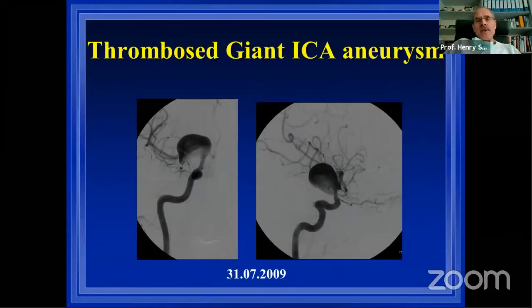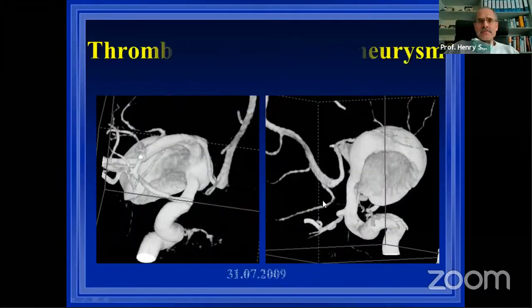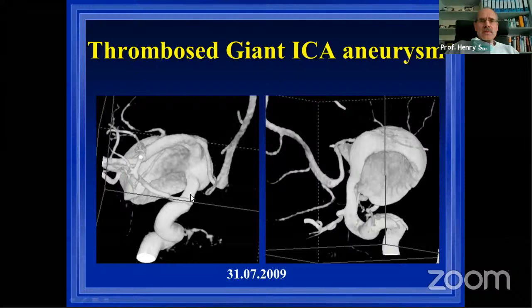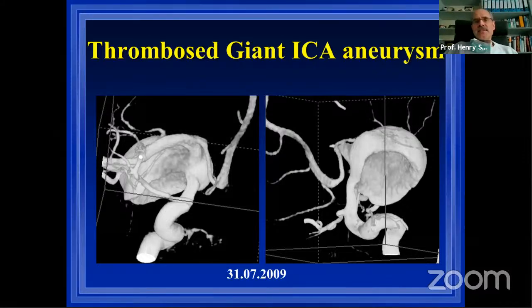Then, of course, we have to do a DSA to have a precise understanding of the aneurysm. And you see carotid here, big aneurysm, carotid going up here. So then, of course, what you do with a patient, we explain to him he has a giant aneurysm. It did not bleed, so it's no emergency case, but we advise him to have a treatment.